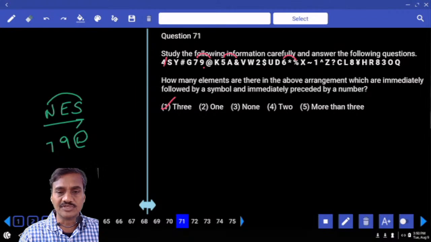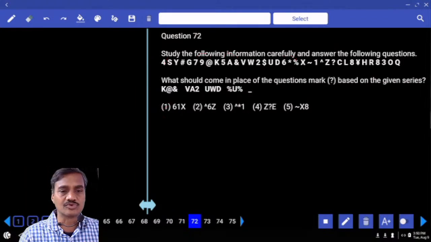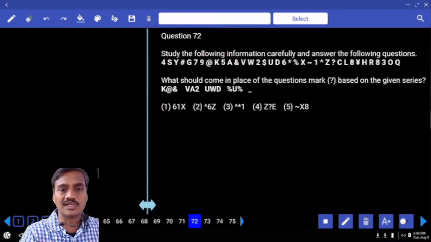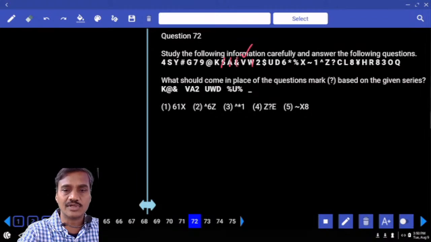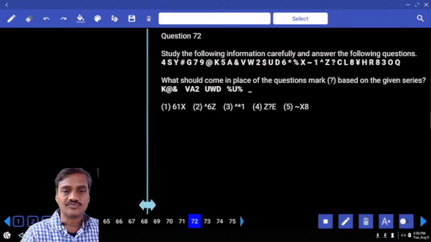Then coming to 72, what should come in place of the question mark? Now if you check the relation between K and V, K to V is 1, 2, 3, 4, plus 4. And V and U, 1, 2, 3, 4, plus 4. And U and percentage, 1, 2, 3, 4, plus 4. Next, the fourth element, this one, 1, 2, 3, 4. And so what is the first element we have?